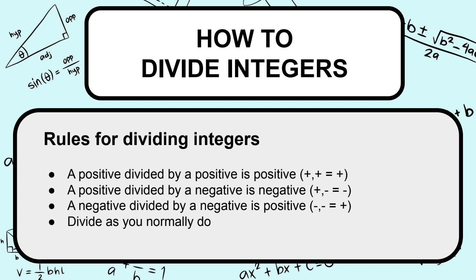The first one is a positive divided by a positive is positive. This is the basic division that you learned, right? 10 divided by 5 is 2. That's 10 is positive, 5 is positive, your answer is positive. Boom. Next, a positive divided by a negative is negative.